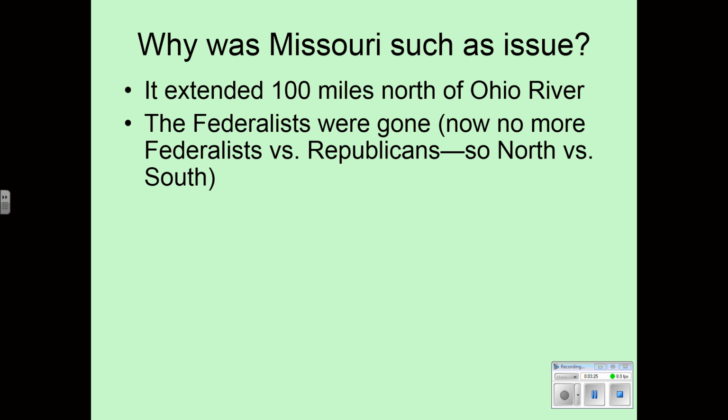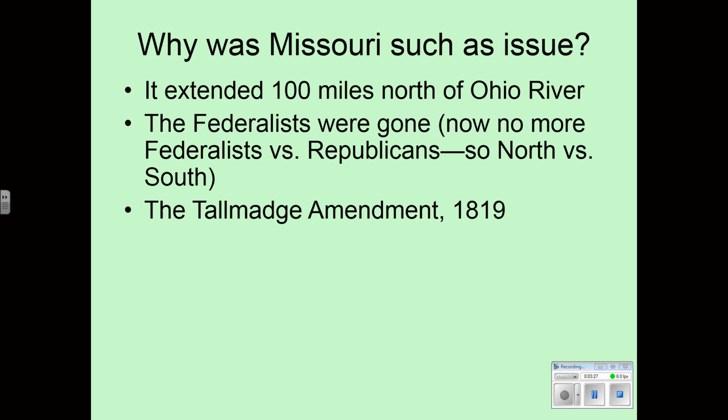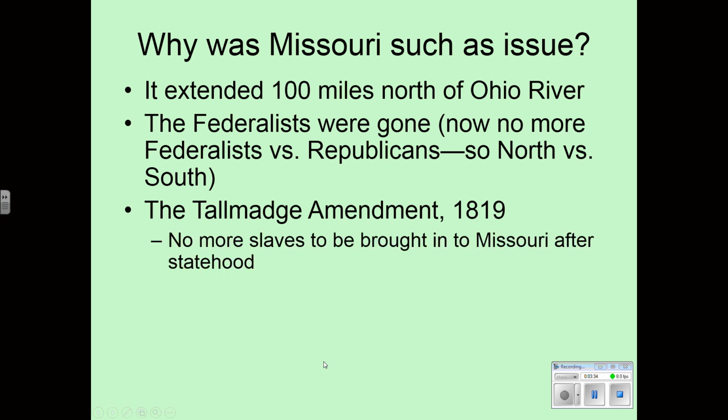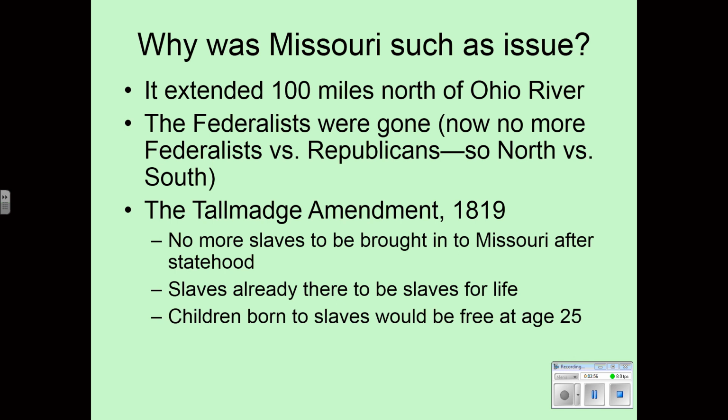There was also an amendment in the House of Representatives. It was called the Talmadge Amendment, named after the member of Congress who sponsored it. And Talmadge said, we should write into law that if Missouri is admitted to the Union, there will be no more slaves brought into that state after statehood. And not only that, he said slaves who are there now will be slaves for life, but children born to slaves would be free at age 25.